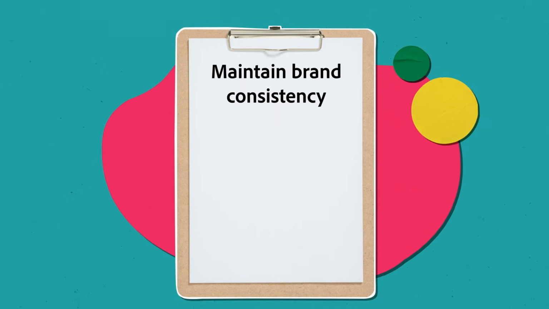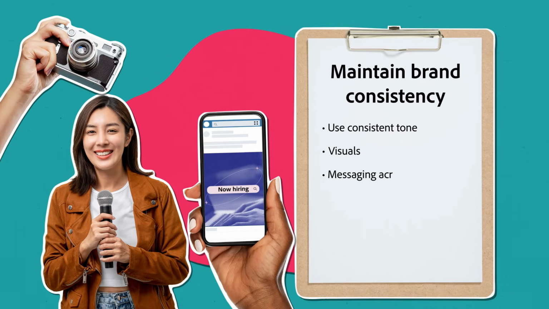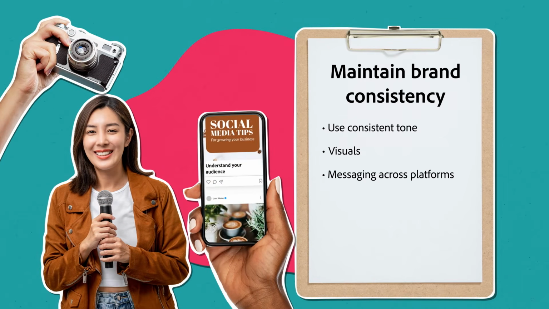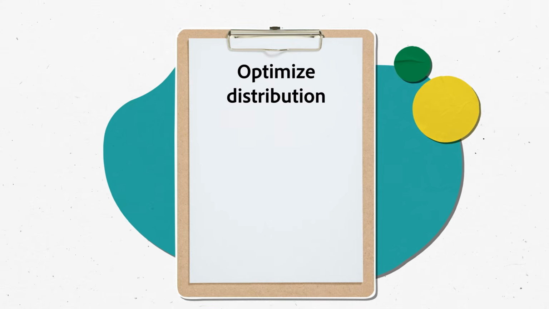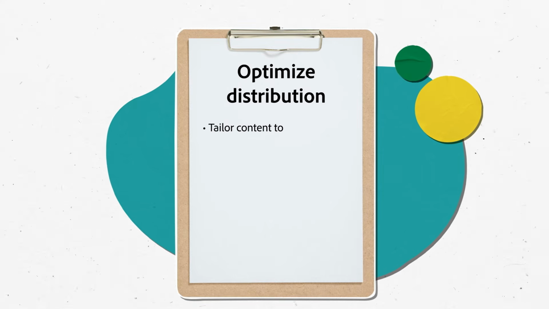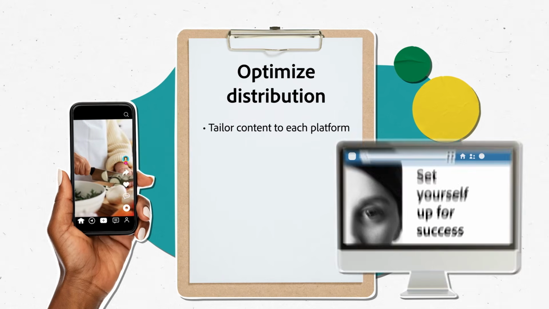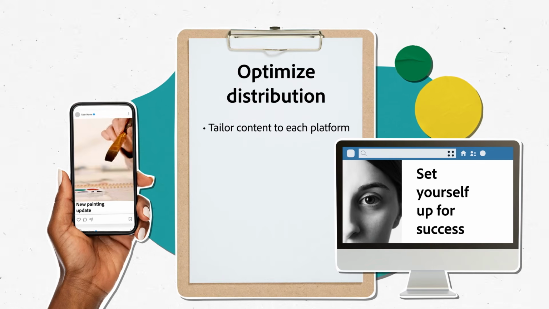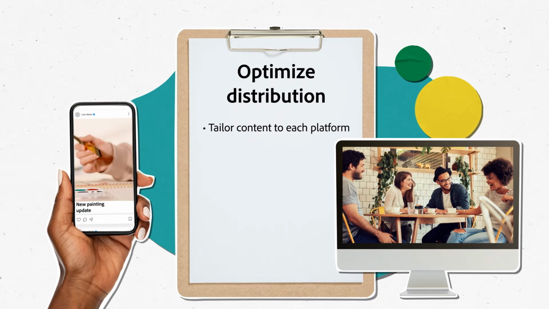Maintain brand consistency. Use consistent tone, visuals, and messaging across platforms. For example, a playful Instagram tone shouldn't become overly formal in emails. Optimize distribution. Tailor content to each platform. TikTok, short, engaging videos. LinkedIn, thought leadership articles. Instagram stories, behind-the-scenes content. Meet your audience where they are with content that feels natural in that space.